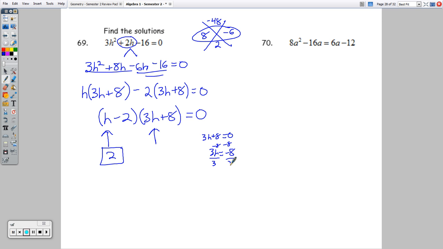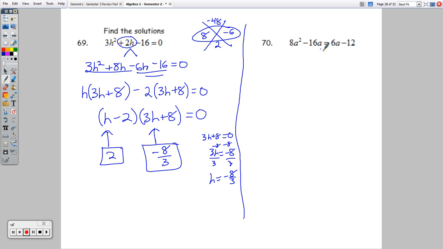You can do that. The shortcut that we learned, you can also just look at the opposite of that, write the opposite of that number, so negative 8, and then divide it by that number, 3. So either way, you get the same answer. Those are your two solutions there.